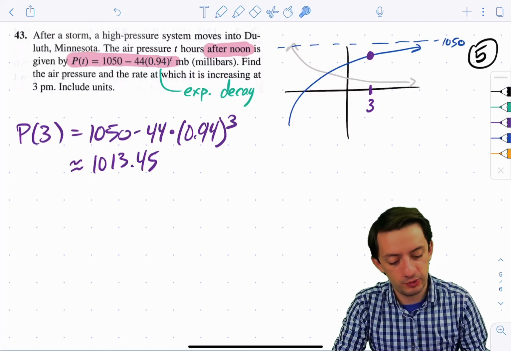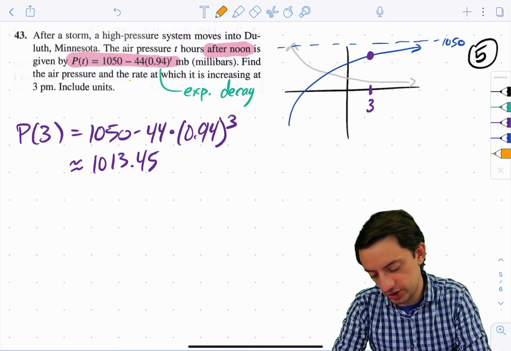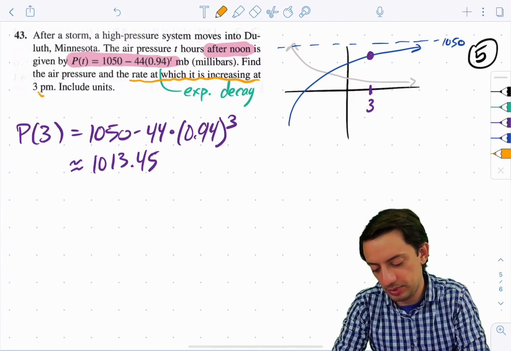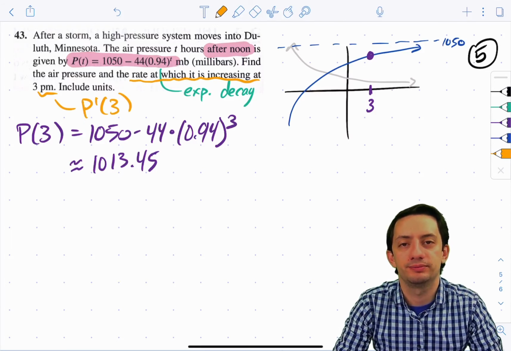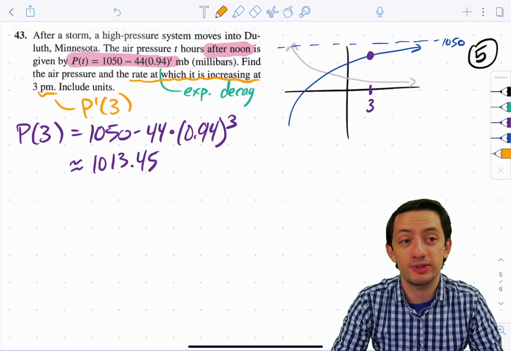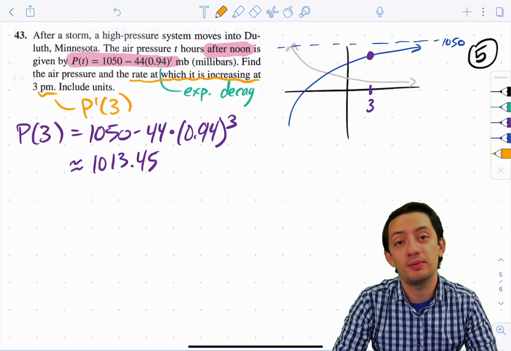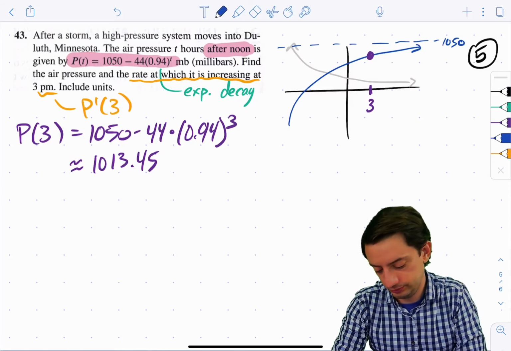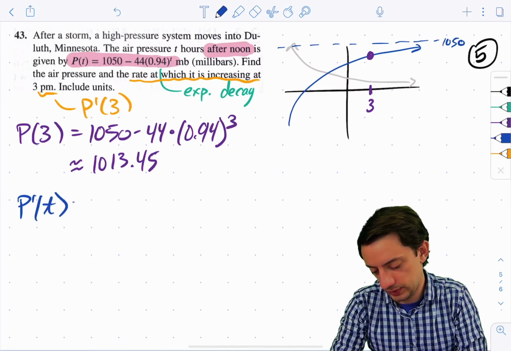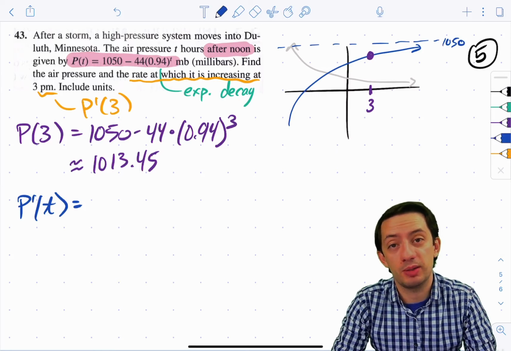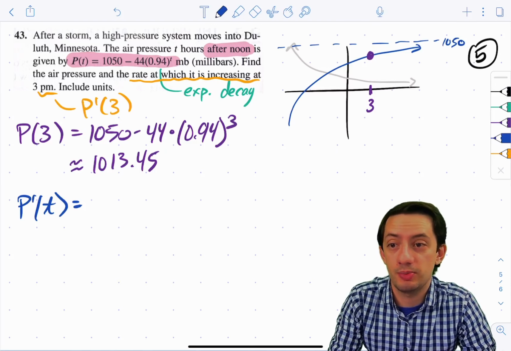The key here is we have to recognize the rate at which it's changing at 3 p.m. That's asking what is p prime of 3. That's key that you recognize that's what it's looking for. So we need to find p prime of t and then plug in 3. We're not going to write out every step here because we're going to practice being able to do some of it in our heads. But what does p look like?